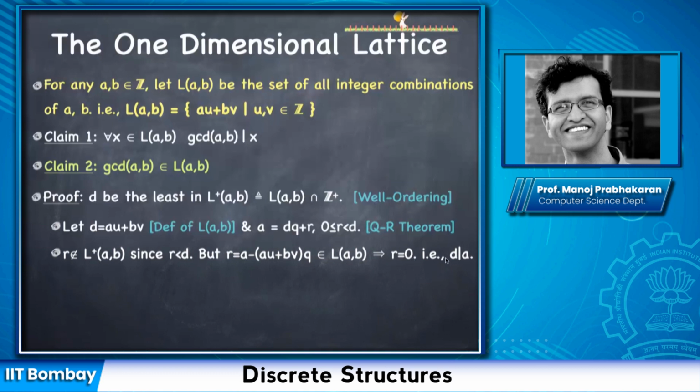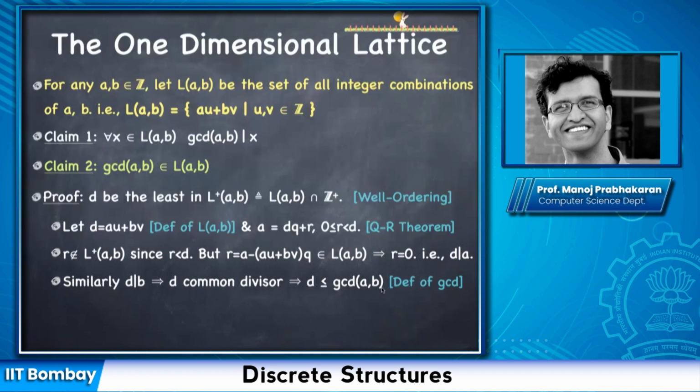And what does R equal to 0 mean? R equal to 0 means that A is a multiple of D, or D divides A. Similarly, there was nothing special about A here. I can do the same argument with B, and I'll get D divides B. So D divides both A and B. So it's a common divisor of A and B.